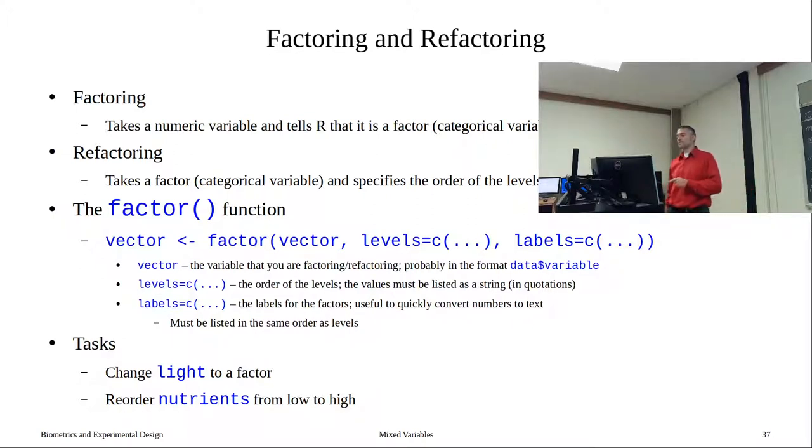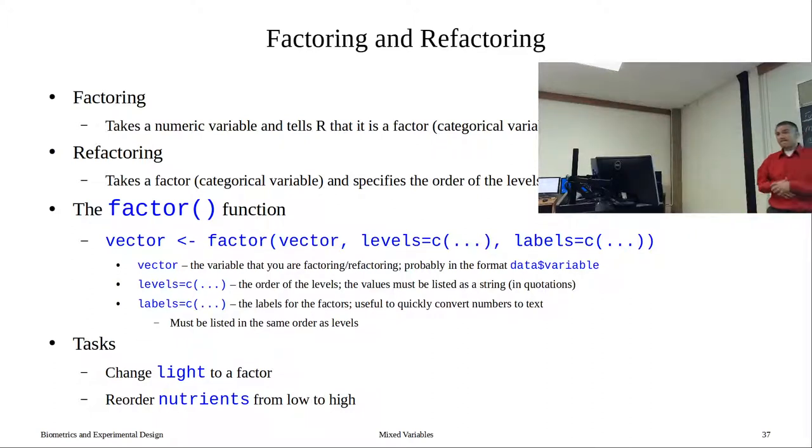So what we're going to have to do when we get it into R, we're going to have to factor that light variable so that it actually reads appropriately as 25%, 50%, 75%, and 100%. How do we do this? I've mentioned it before. This here is a refresher on how to refactor variables. We're going to use the factor function. So we're going to factor a vector, and we're going to specify the levels. We can specify the labels too if we wanted to.